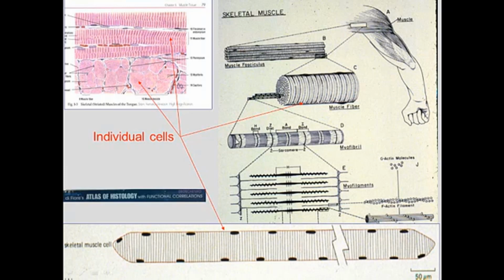Myofibrils are linear structures that are inside the muscle fiber. Muscle fiber here with a plasma membrane, nuclei on the periphery, and then we have inside the cell myofibrils.